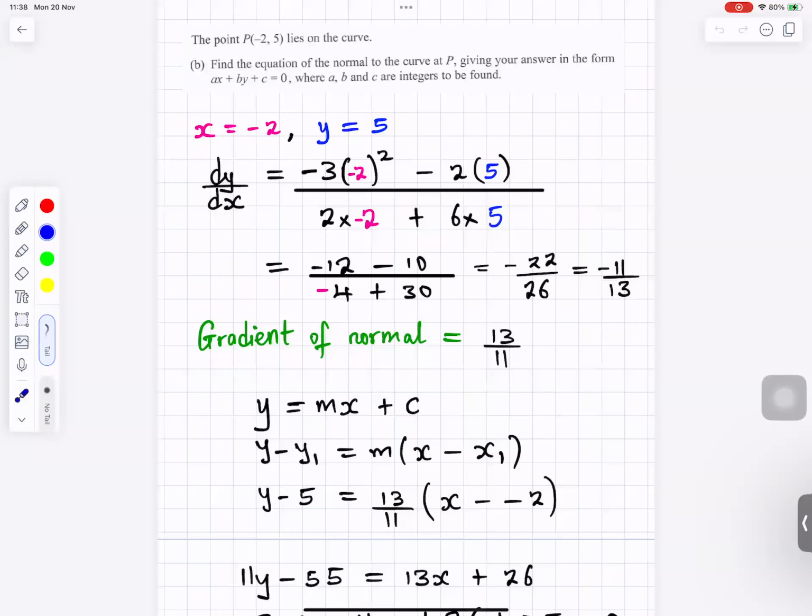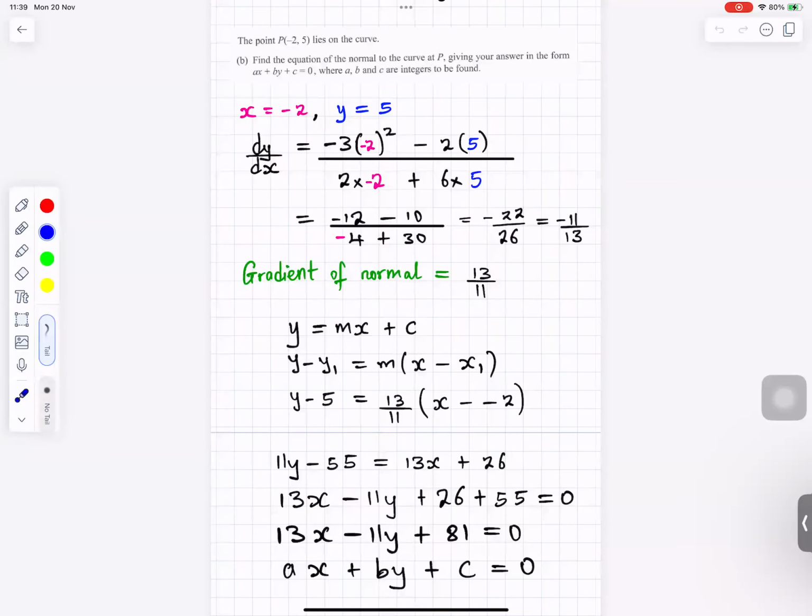Or we can just use this formula there. Put Y1 is 5. M is 13 over 11. X is minus 2 from there. So the minus and the minus becomes a plus. We multiply everything by 11. 11 times y, 11 times 5 to get this linear form, and then remove the brackets there. And rearrange it, you get 13x minus 11y plus 81 equals 0.